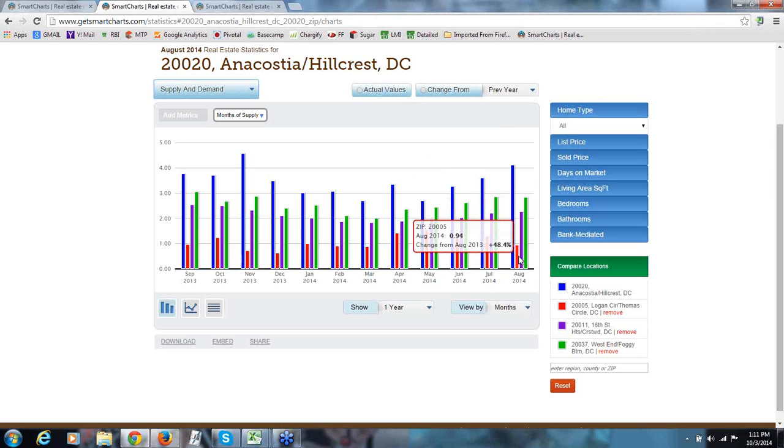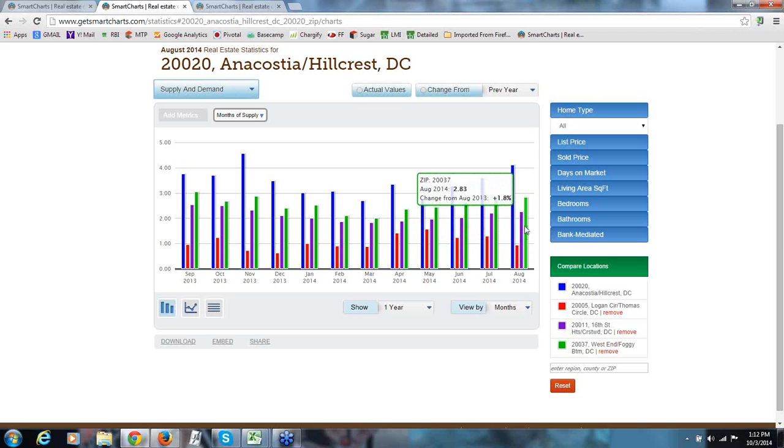So if no new listings came on the market and you're just looking at the last 12 months' worth of sales and averaging that out, based on that average sales pace, it would take less than 1 month for all the active inventory to sell. That's extremely tight, and that's why 20005, even though it's an expensive zip code, prices are continuing to shoot up there.